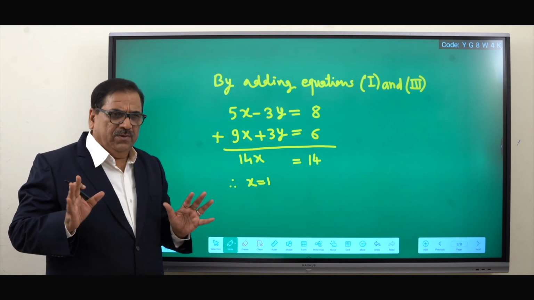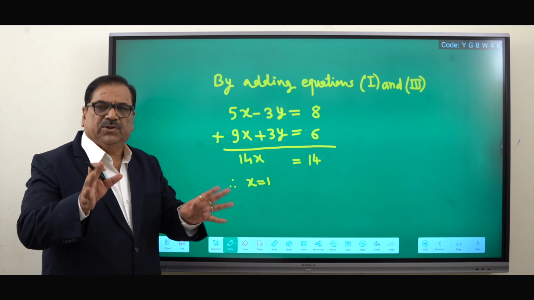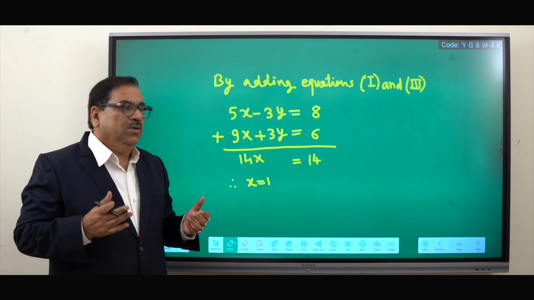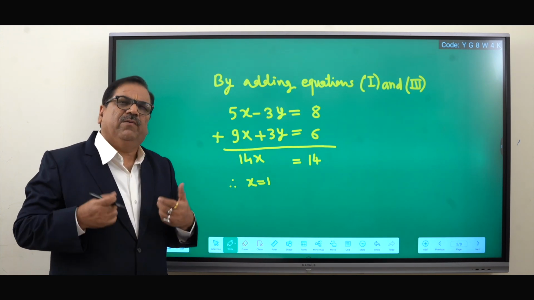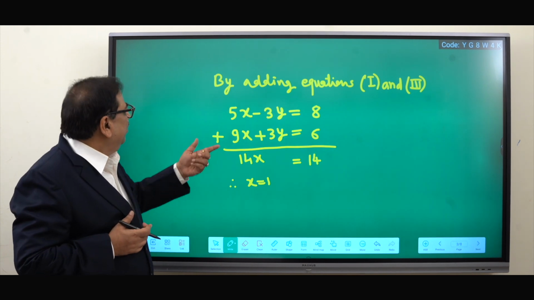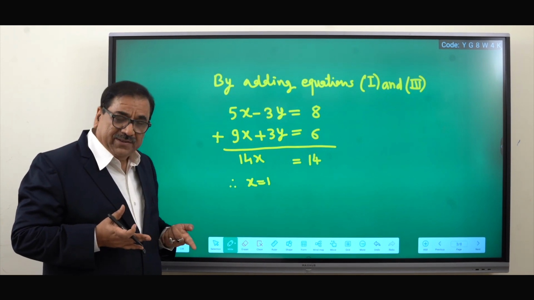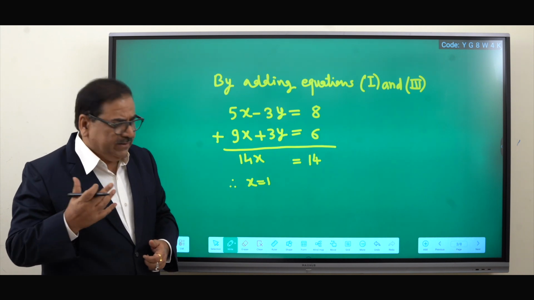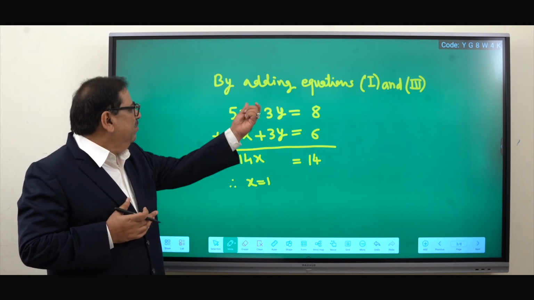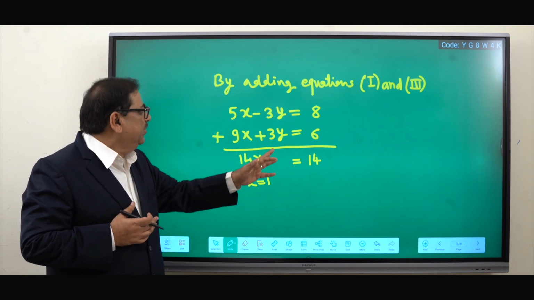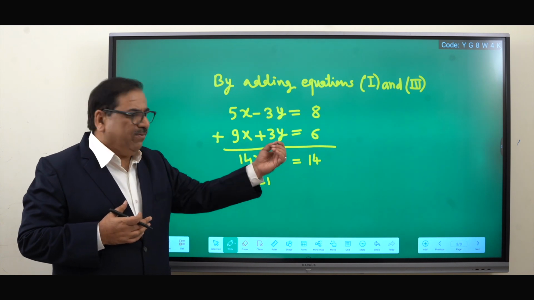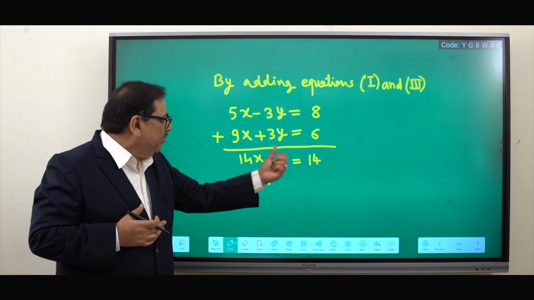Very simple rule: plus 5 minus 5 is 0. So minus 3y plus 3y will become 0. Therefore 5x plus 9x is equal to 14x, minus 3y plus 3y is equal to 0, and 8 plus 6 is equal to 14. So 14x is equal to 14.